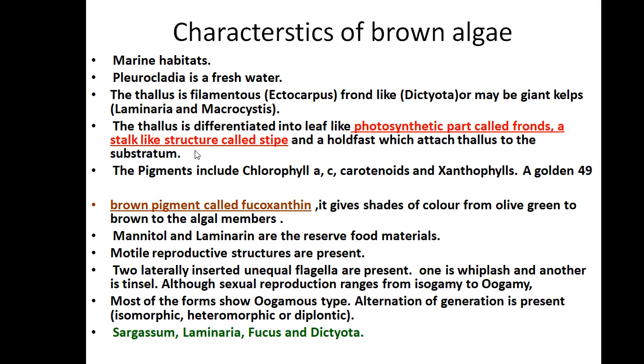The pigments of this are chlorophyll a and c, carotenoids, xanthophyll, and a golden-brown type of pigment is present here. This brown-colored pigment is called fucoxanthin. It gives shades of color from olive green to brown to the algae. So it gives the algae green to brown color. Mannitol and laminarin are the reserve food material.